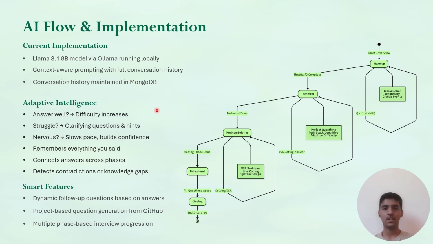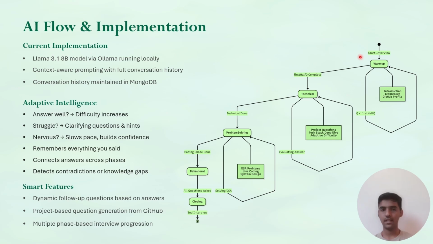The system is adaptive. If you are doing well, the difficulty increases. If you struggle, it gives you hints. If you are nervous, it slows down. Because it remembers everything, it can connect answers and find knowledge gaps. It also has dynamic follow-up generation, which generates project-based questions from GitHub and runs the interview in multiple structured phases.